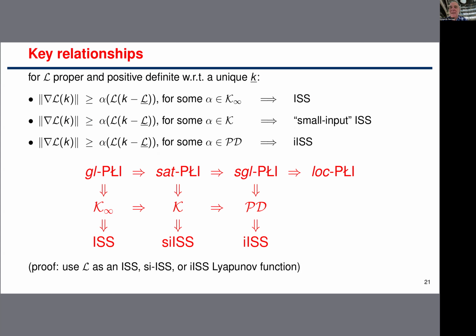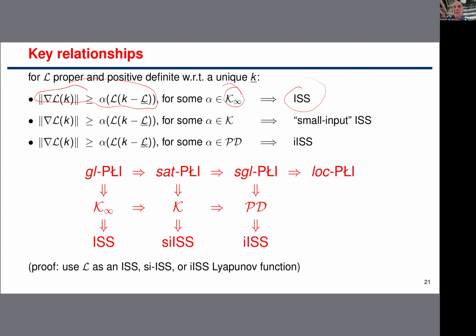Suppose that we have a K-infinity comparison between the gradient and the function. Then we have input to state stability of the system. That holds, for example, for the discrete time linear quadratic regulator problem flow.